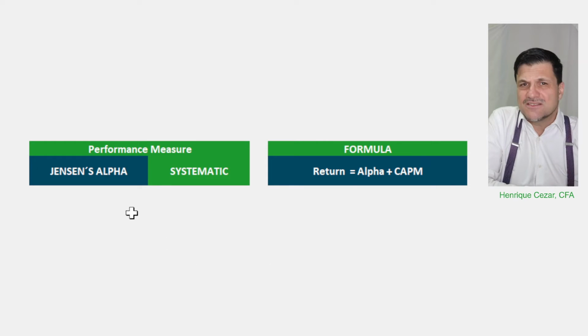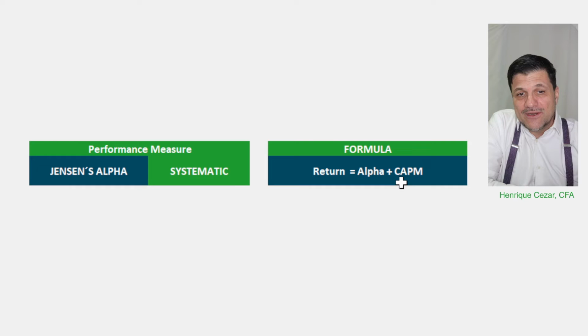That's what the Jensen's alpha is. So I just put it here, very, very simple. The return should be equal to alpha plus the expected return by the CAPM, the capital asset pricing model. So that's what I put there, alpha plus CAPM. So the Jensen's alpha, it's not this formula here.